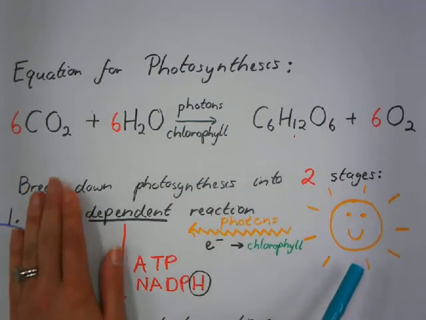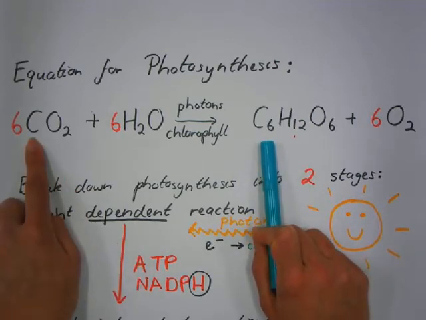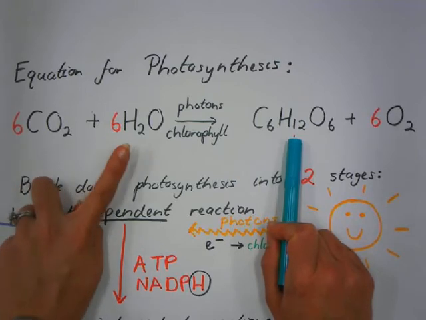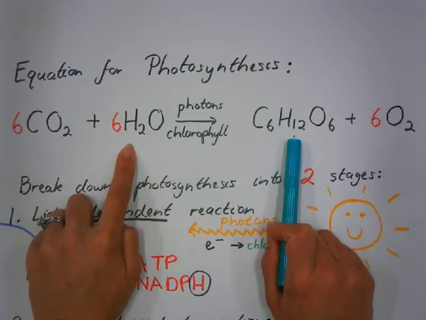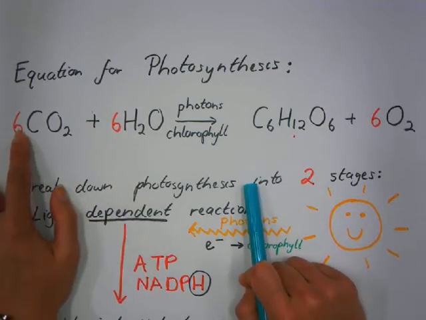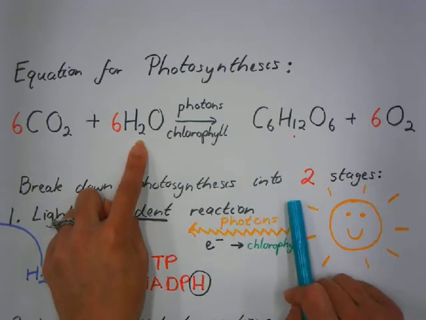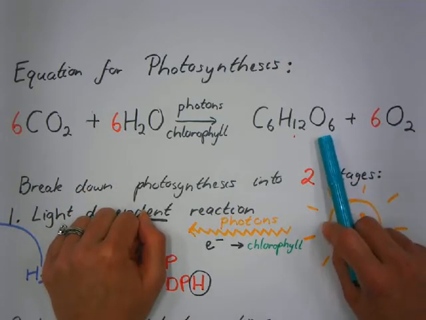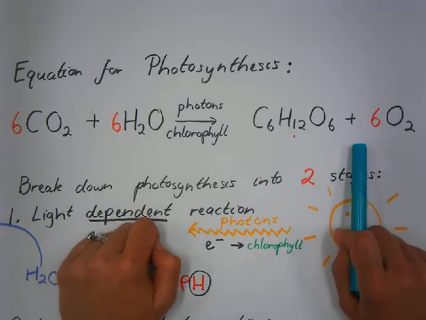But let's just quickly balance the equation. So if I've got 6 carbons on the right, I need 6 carbons on the left. So I put a 6 in front of the carbon dioxide. Now I look at the hydrogens. I've got 12 hydrogens on the right, so I put 6 in front of H2O, and now I've got 12 hydrogens on the left. Now the oxygens. I've got 12 here and 6 here, so that's 18. So if I put a 6 here, I've got 12 here and 6 here, and that equals 18 on each side. So that's the general equation for photosynthesis.